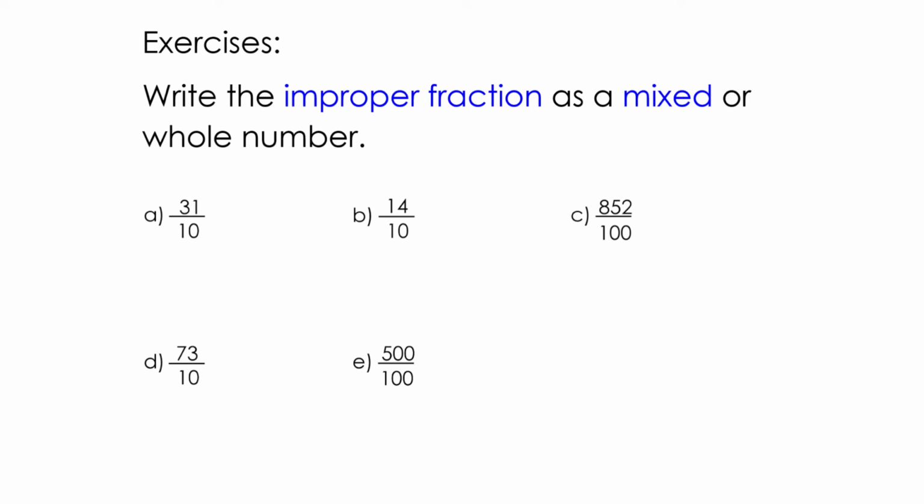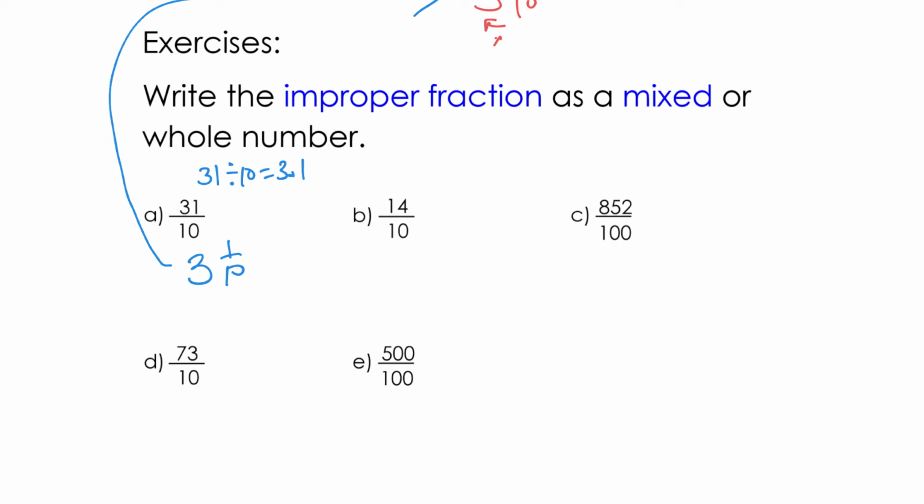Write the improper fraction as a mixed or whole number. So over here, we have to look at how many times 10 fits evenly into 31. Well, it fits 3 times. Because if you take a calculator and do 31 divided by 10, you're going to get 3.1. So this would be 3 and 1/10. And if you recall the old trick, over here, 3 and 1/10.